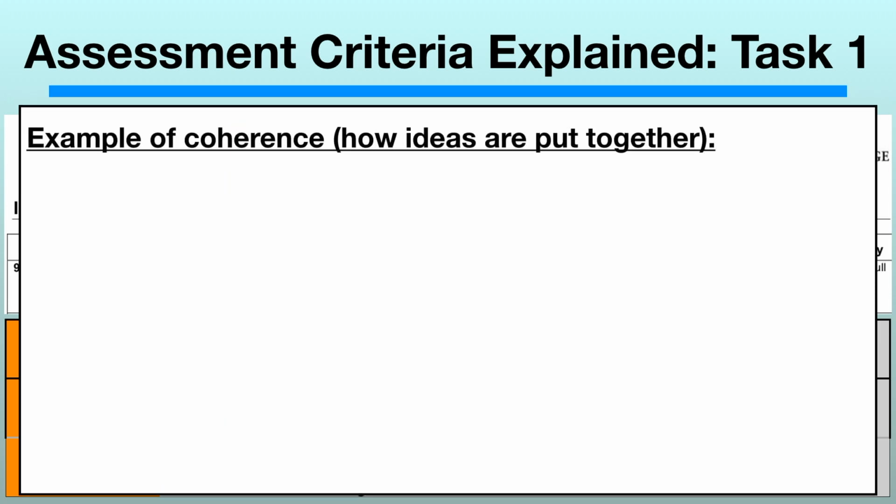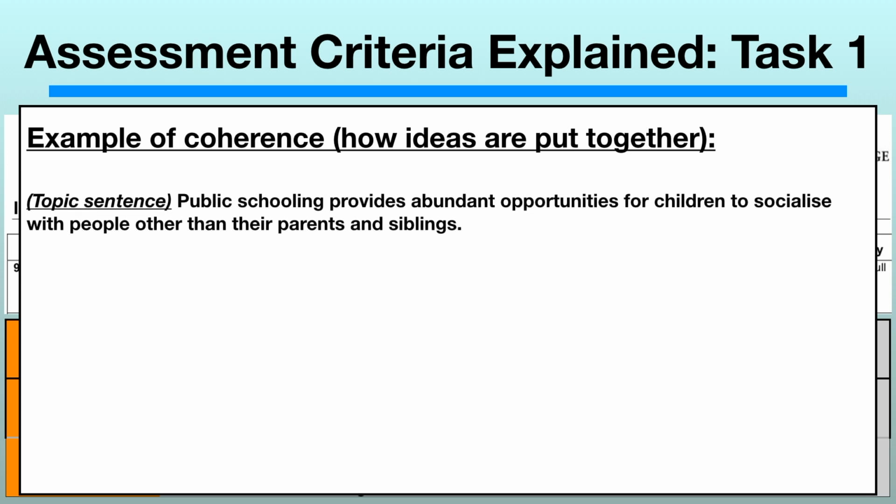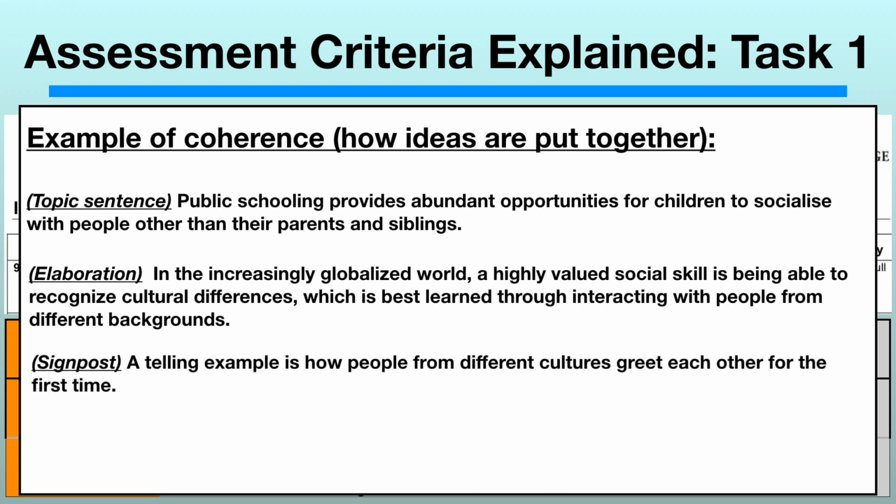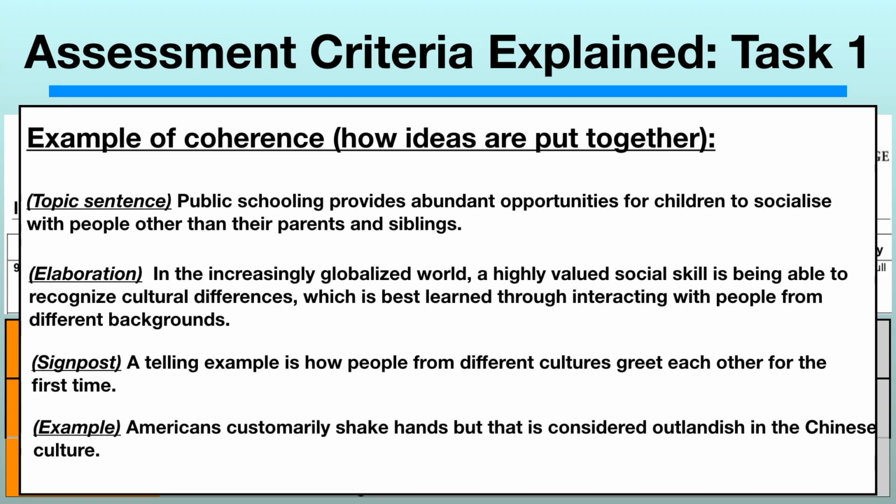What I just showed you was the big structure. There is also a structure within the paragraph, the small structure. The first sentence of a paragraph is a topic sentence. Then there is elaboration, a signpost to introduce evidence, and next, an example.